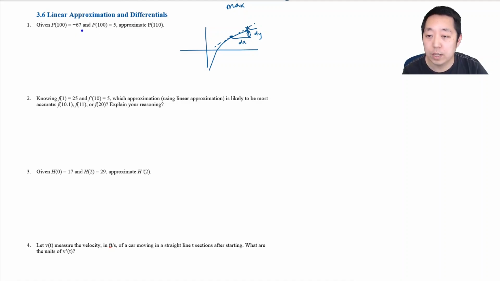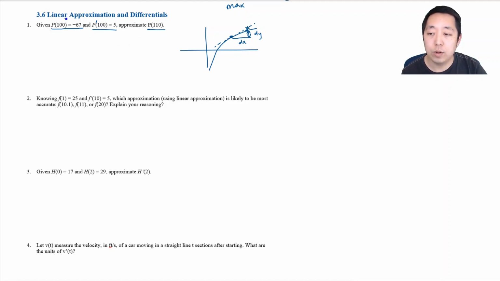So as an example, given p of 0 is negative 67, and I believe there should be a prime there. Let me just double check. And p, yeah, one of these should say p prime is 5. So say it's like this. This is supposed to be the derivative. So say I know the value of the function and the value of the derivative. Approximate p of 110. So there's two ways you can do this. I'm going to do this both as a linear approximation and as a differential, just to show you this.